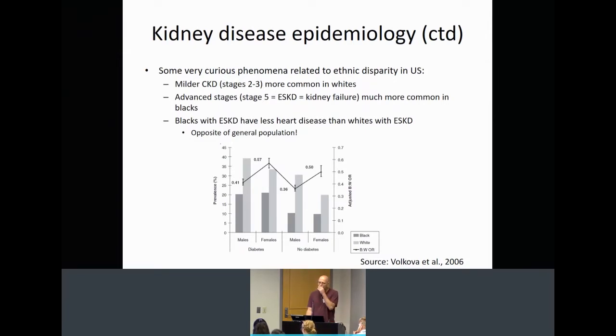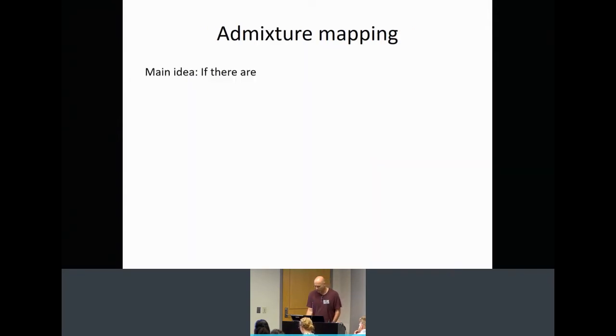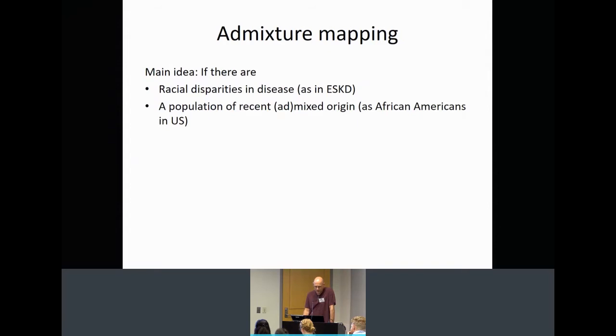Okay, so we have this epidemic that's American-wide, but it has different characteristics in European Americans and African Americans, and very distinct behaviors. So this is where this approach that was very popular, I guess 10, 15 years ago, admixture mapping, is meant to deal with a situation where we have significant racial disparities in some disease, for example, end-stage kidney disease.